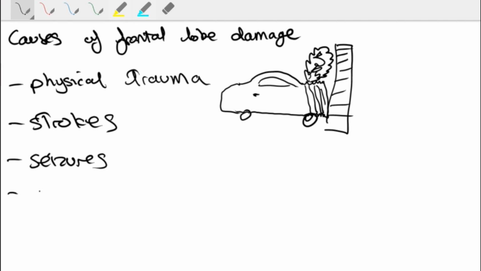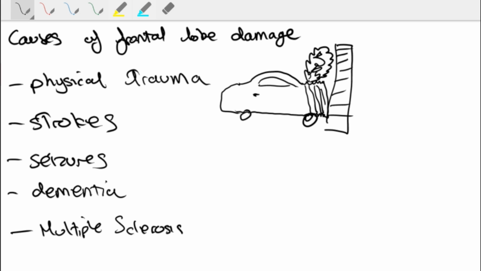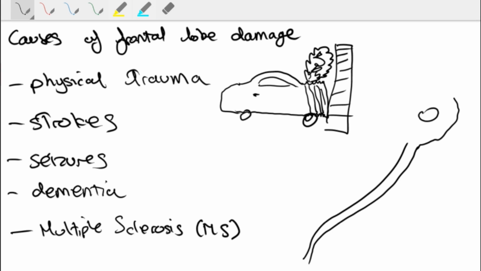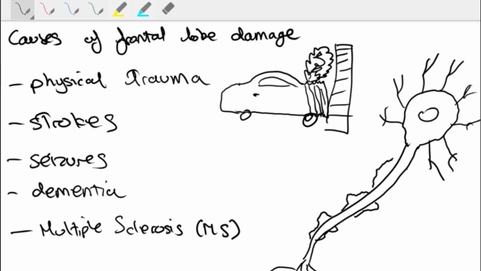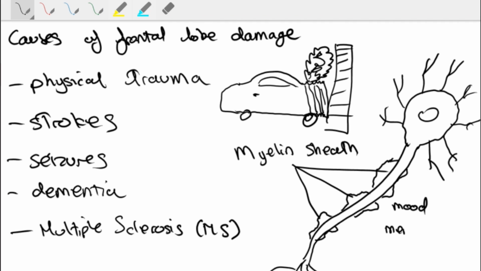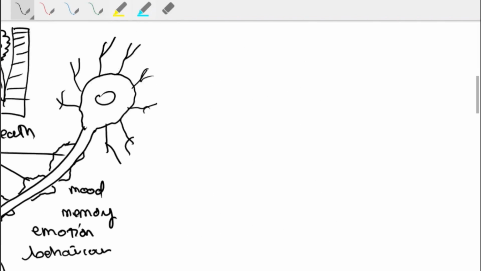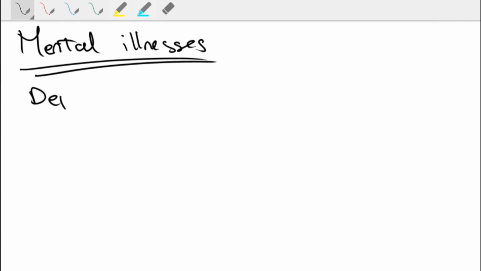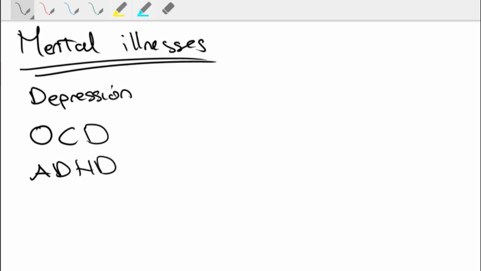There are vascular diseases like dementia and the deterioration of frontal lobe tissues and oxygen in the blood. MS, or multiple sclerosis, can cause frontal lobe damage where the myelin sheath basically breaks down and disrupts signals in the brain, which affects mood, memory, and emotion and behavior. Frontal lobe damage is also associated with mental illnesses such as depression, obsessive compulsive disorder, attention deficit hyperactivity disorder, post-traumatic stress disorder, and even schizophrenia.